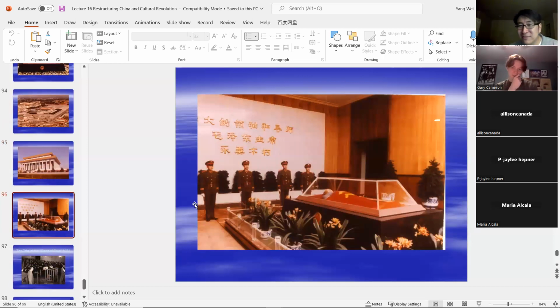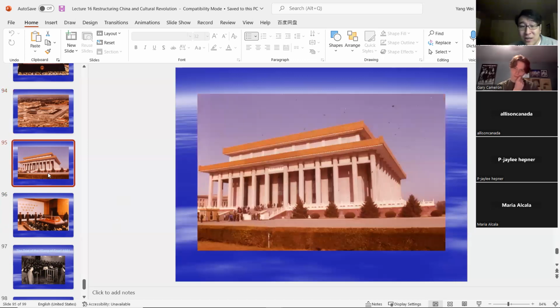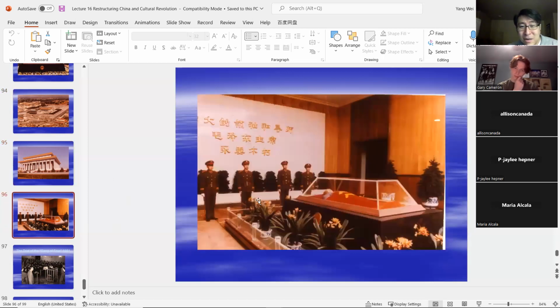PLA soldiers. Okay, yeah. And at the heart of Tiananmen Square, a huge tomb was built to preserve Mao's mummy. Okay, so every morning you could get in a line in front of the mausoleum and pay respect to Mao's mummy.